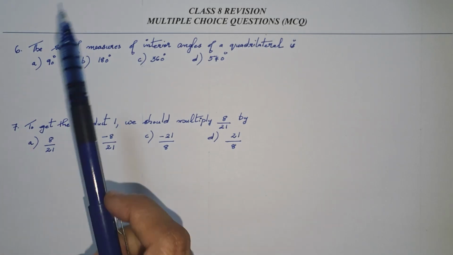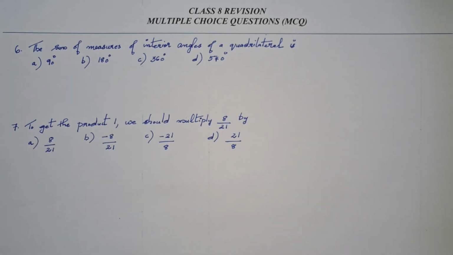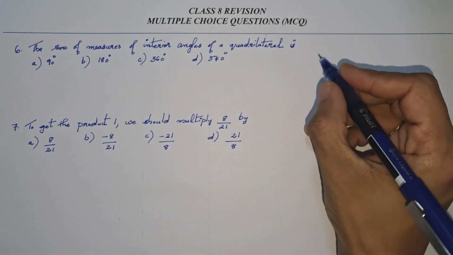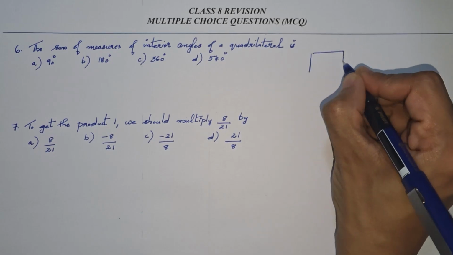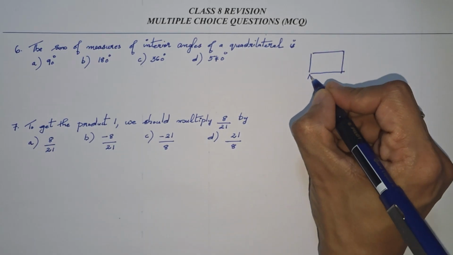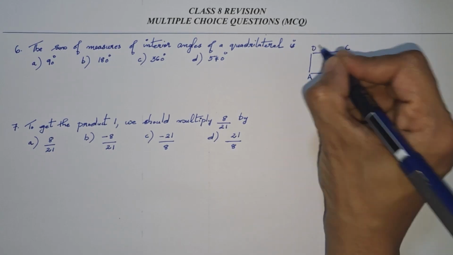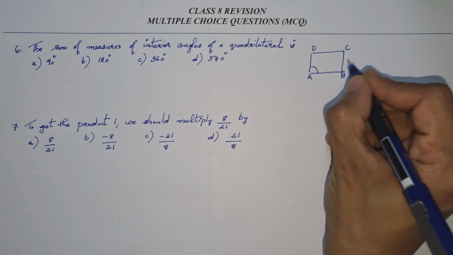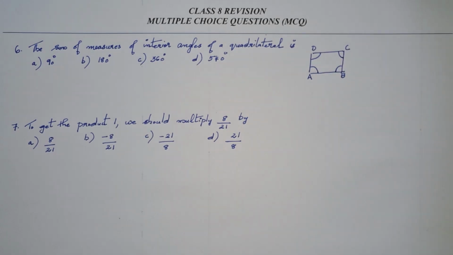The first question says the sum of measures of interior angles of a quadrilateral is. So we all know that a quadrilateral is a four-sided polygon. If we name this quadrilateral ABCD, they are asking the sum of the measures of all these angles A, B, C and D.